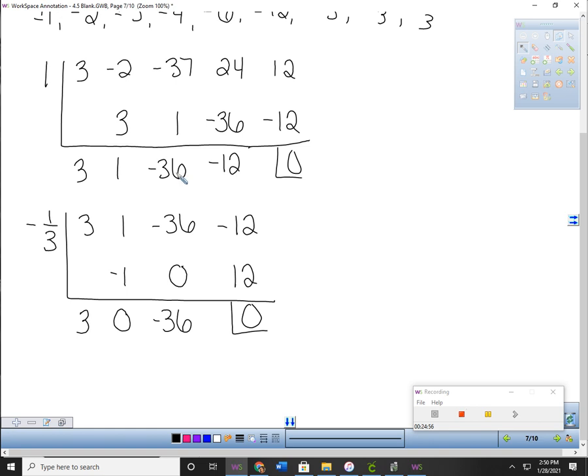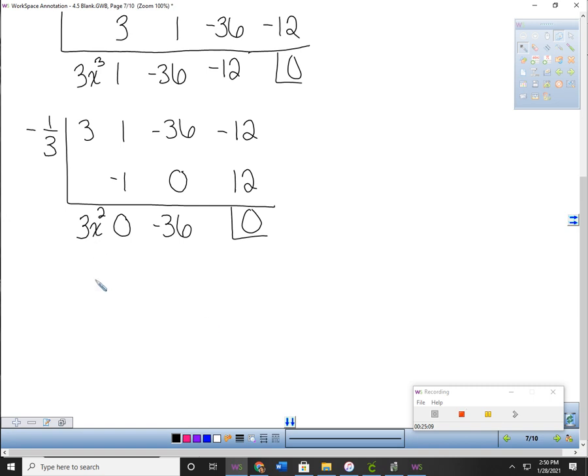So remember, when you divide the first time, it knocks it down 1 degree. So now you're down to an x to the third, which means this will knock it down to x to the second. So this is 3x to the second. And then you don't have an x, right? So you don't write that one. And then you have your minus 36 equals 0.